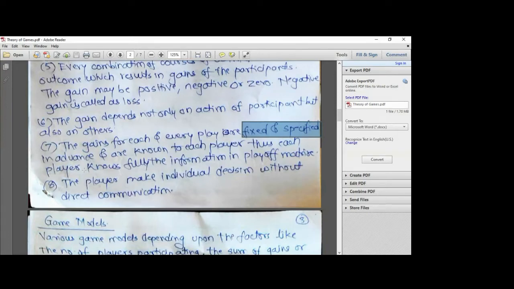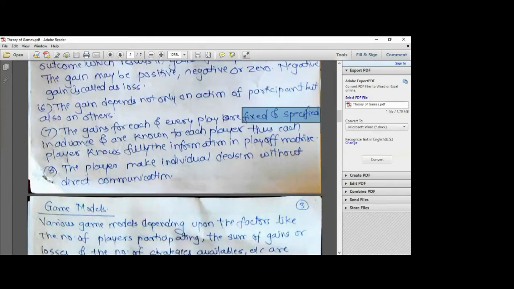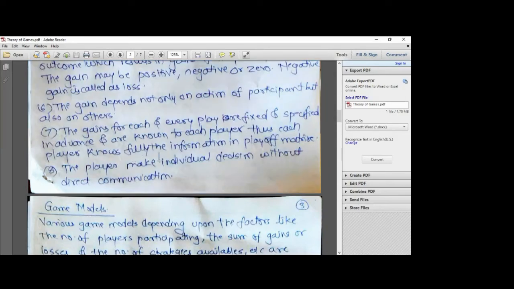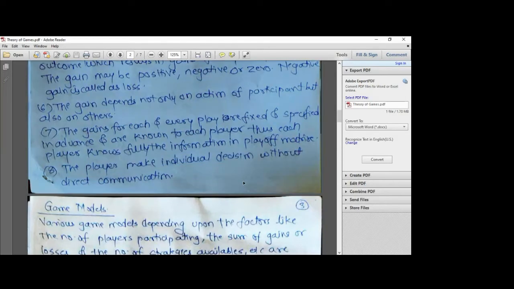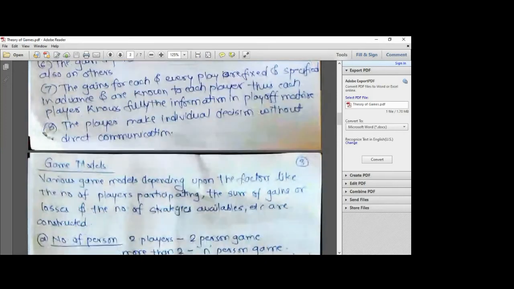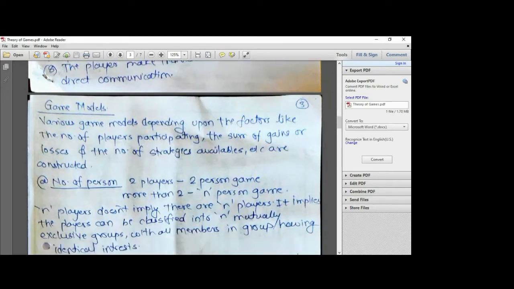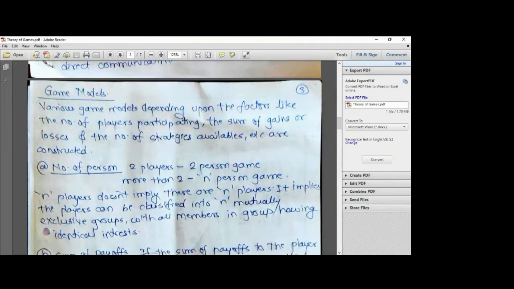So the players make individual decisions without any direct communication. He is going to make his individual decision. That is the gist of this, right? Now there are various game models as well, depending on factors like how many players are participating, what the sum of the gains and the losses is, and the number of strategies that are available, etc.